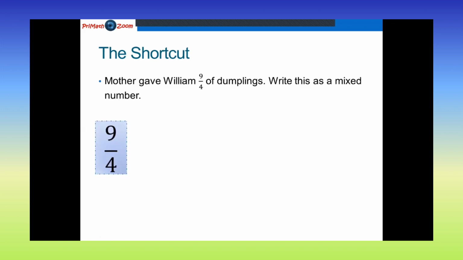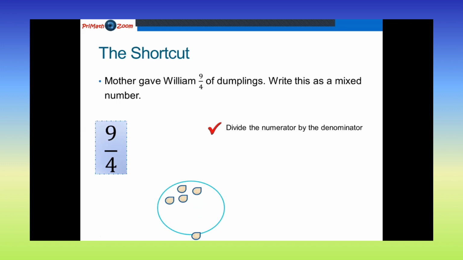So the first step when we're using this shortcut is to divide the numerator by the denominator. So here we're going to create a whole or a set of 9 things. Let's go. 1, 2, 3, 4, 5, 6, 7, 8, 9 things. And now we're going to see how many equal groups of 4 we can get from it. So there, 1, 2, 3, 4, one group, 1, 2, 3, 4, another group, and there is something left over. So now we would have divided the numerator by the denominator.